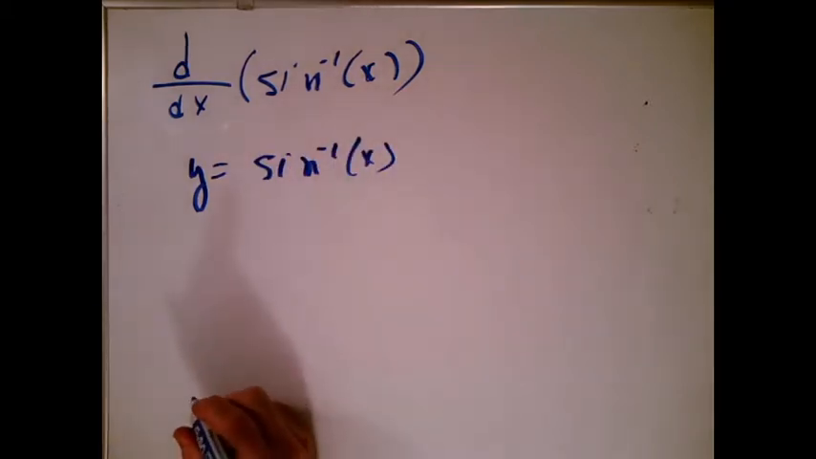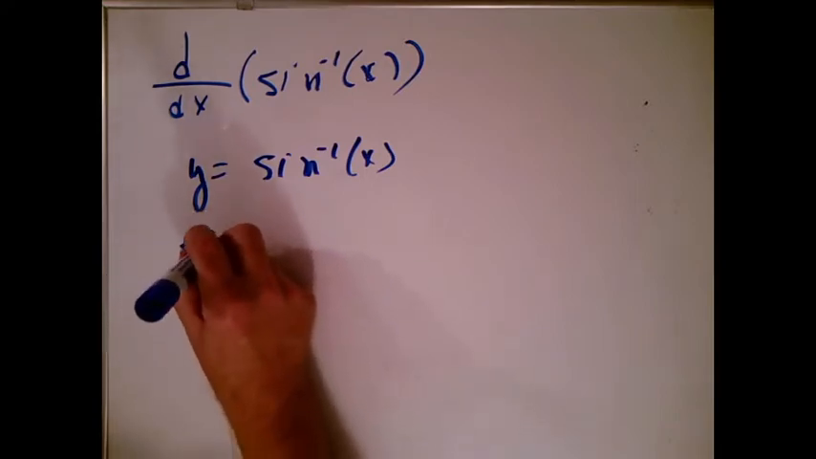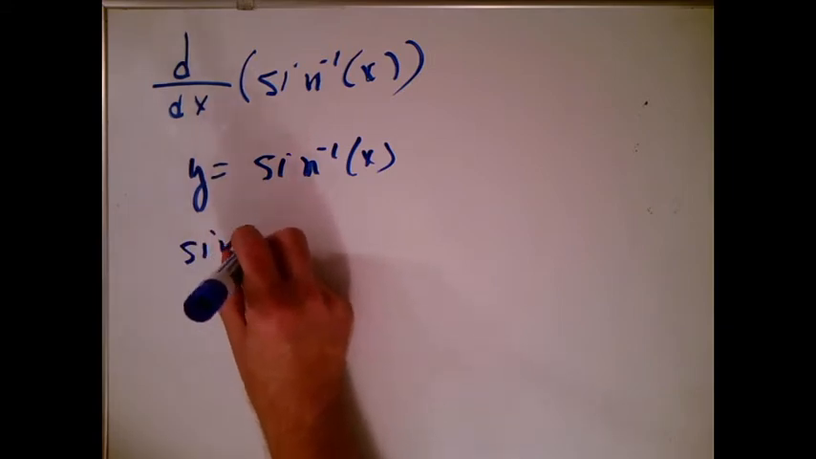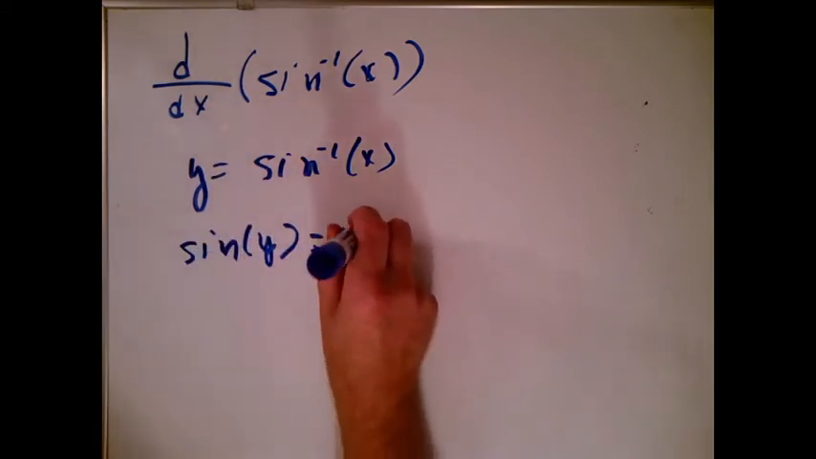Now what I'm going to do is take the sine of both sides. When I take the sine of the left-hand side, I get the sine of y. When I take the sine of sine inverse, I just get x.